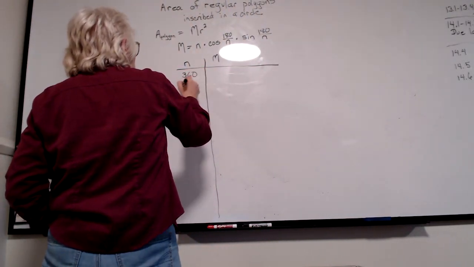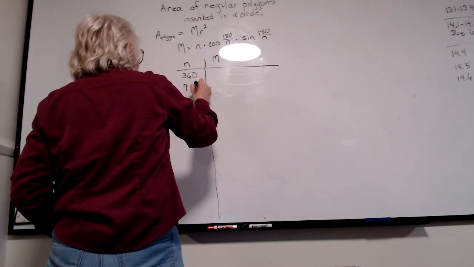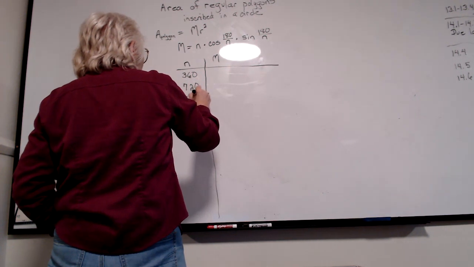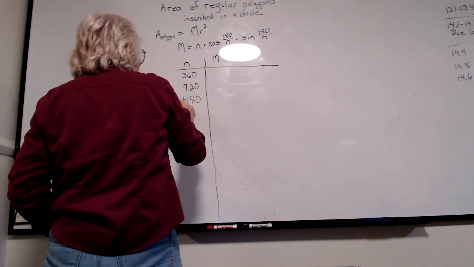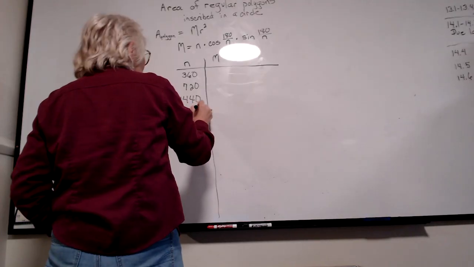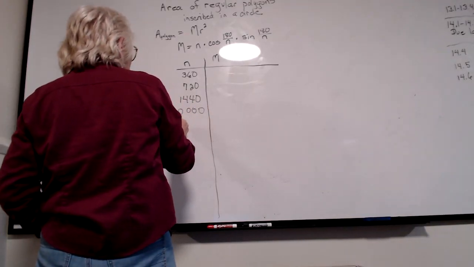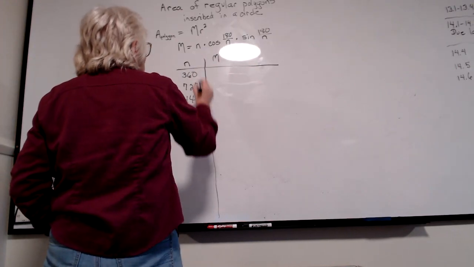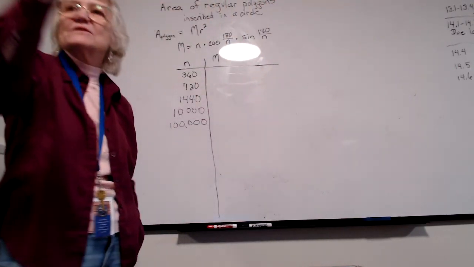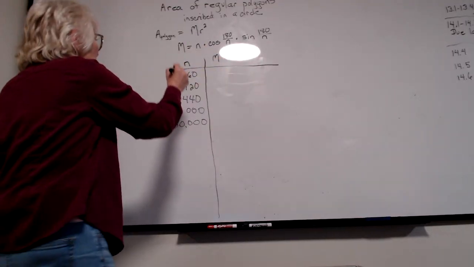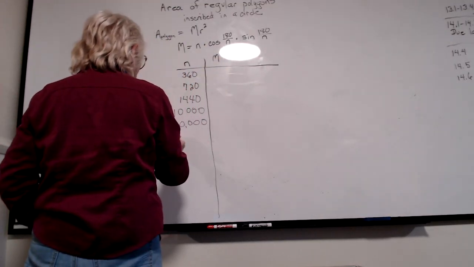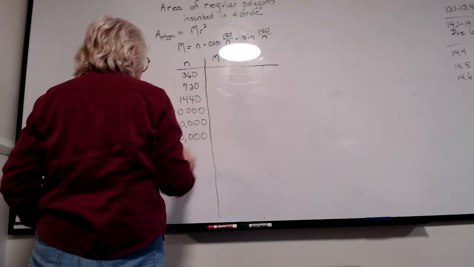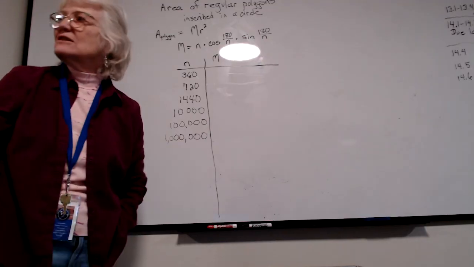So we're going to start at 360. Then we're going to go to 720. Then 1440. Then I'm going to jump to 10,000. Then we're going to jump to 100,000, and then we'll go to 1 million.